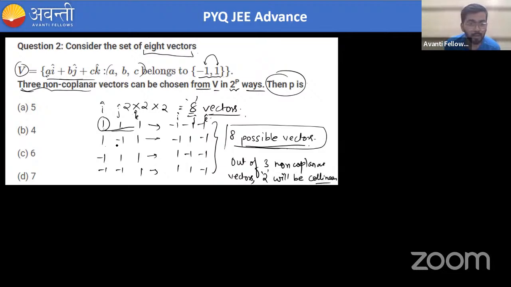Collinear, like since this is, if you say this as A, this as B, and this as C, and this as D, then these vectors are minus A, minus B, minus C, and minus D, right? So that is why to choose 3 non-coplanar vectors, you have to choose like 2.